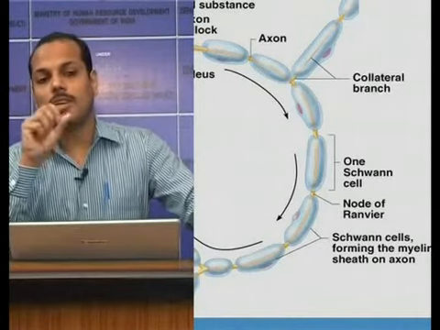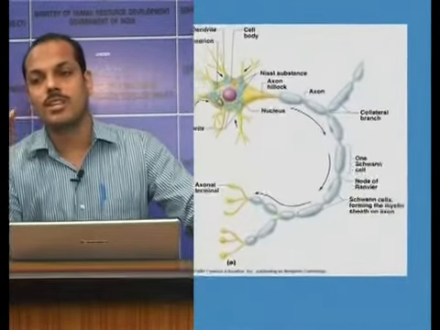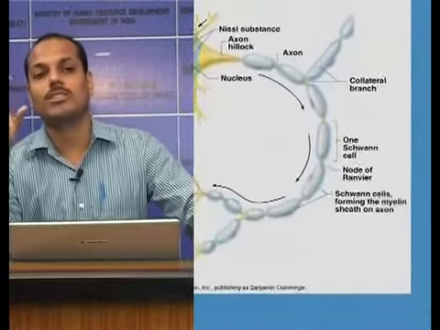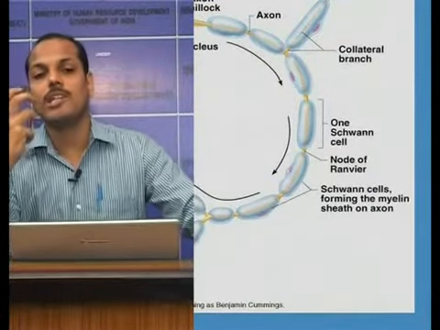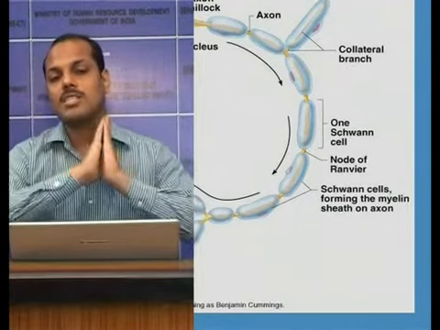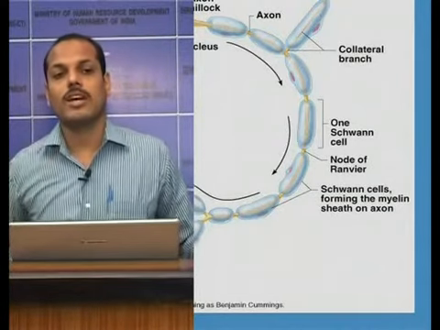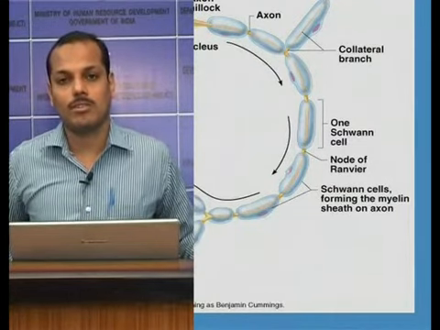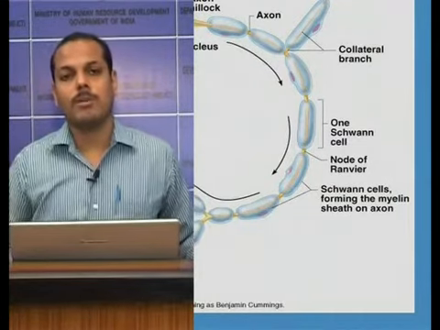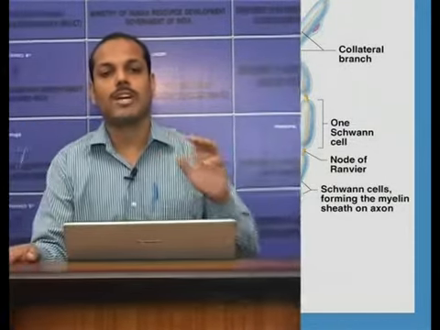Now, in the peripheral nervous system, the myelin sheath is formed by Schwann cells, whereas in the central nervous system, the myelin sheath is formed by oligodendrocytes. What is the main importance of the myelin sheath? It makes the action potential so fast, so the impulses will be passed very fast. So the importance of the myelin sheath is fast propagation of the action potential.